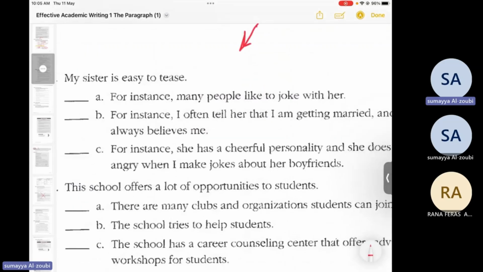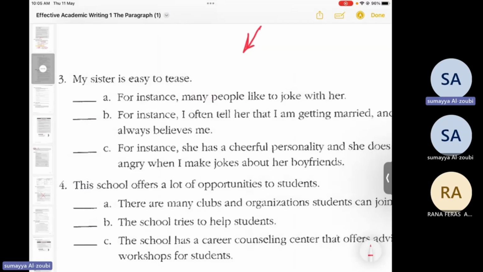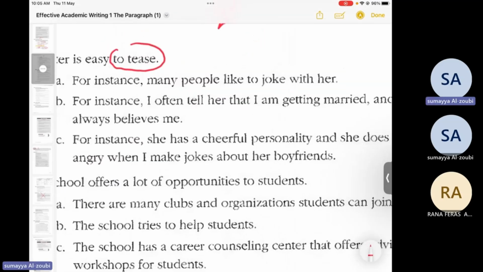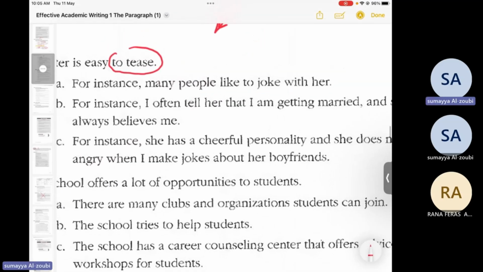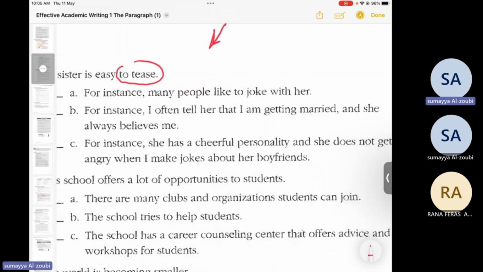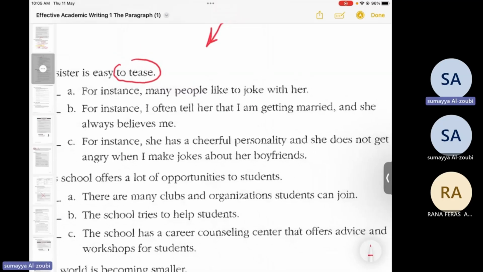Look at number 3, group number 3. My sister is easy to tease. What is meant by easy to tease? It is easy to provoke her, which means it is easy to make her angry or happy. Angry. Wonderful. So look at the examples provided. For instance, many people like to joke with her. For instance, I often tell her that I'm getting married and she always believes me. For instance, she has a cheerful personality and she doesn't get angry when I make jokes about her boyfriends. Boyfriends? What is that? Okay.